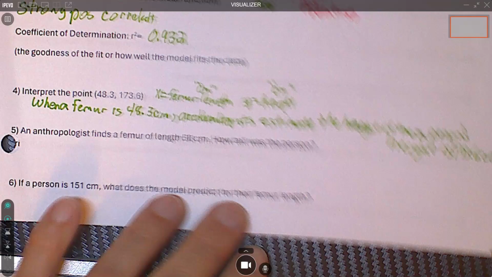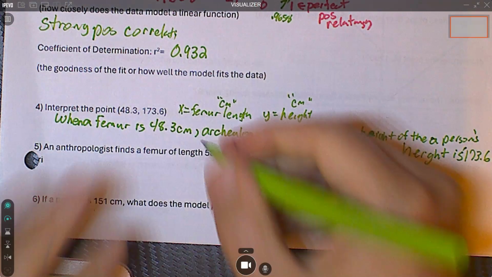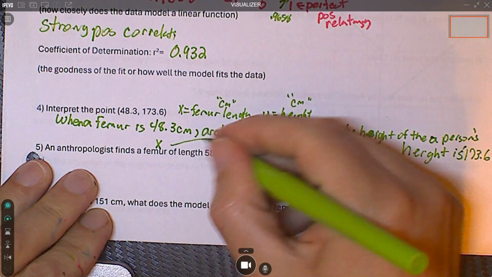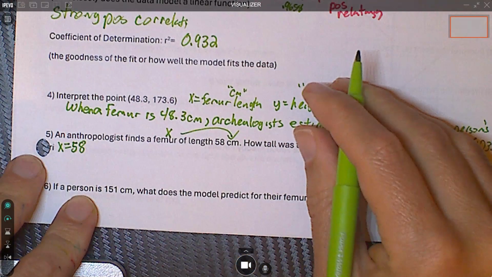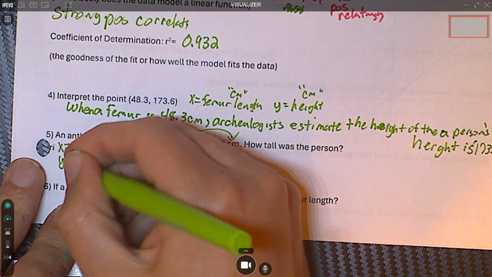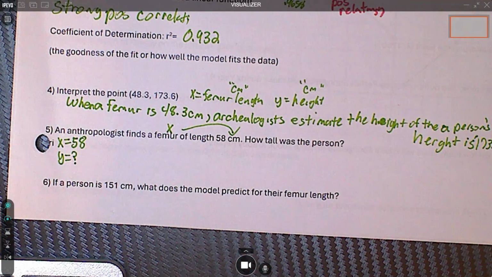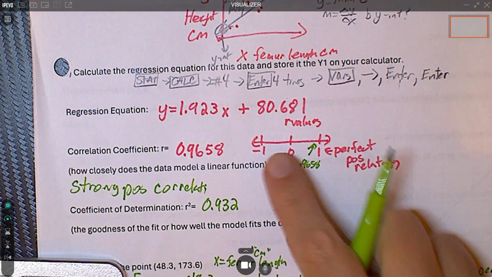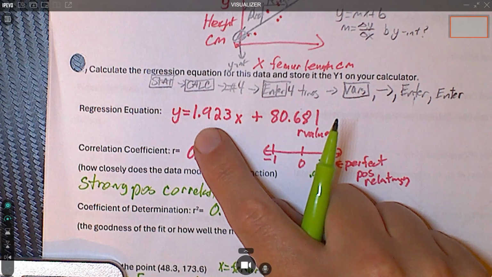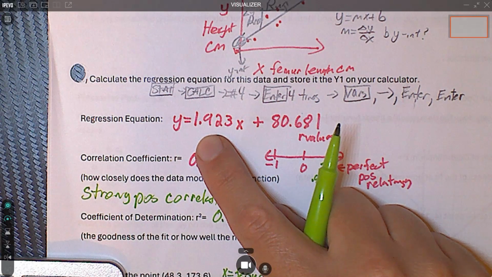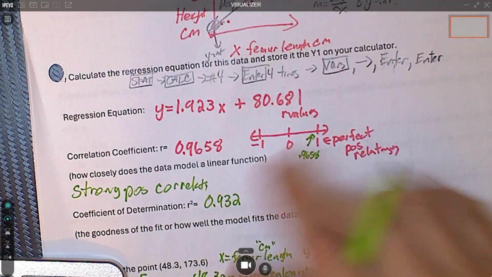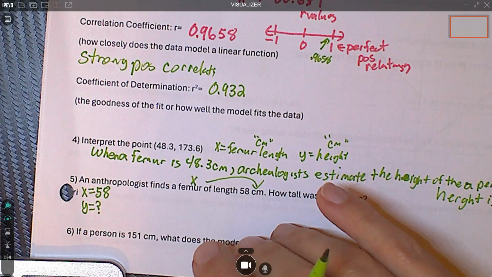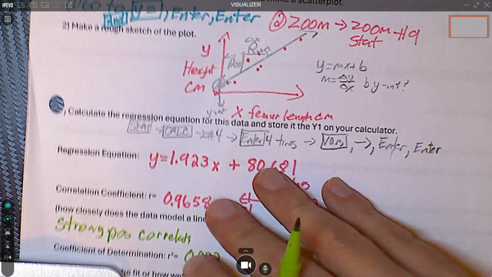Okay, an anthropologist finds a femur with a length, so femur is X. X is 58. We have to find Y, how tall they are. So the height of the person goes up by 1.923 centimeters for every 1 centimeter your femur goes up. Okay? So let's say your femur went up to 58 centimeters.